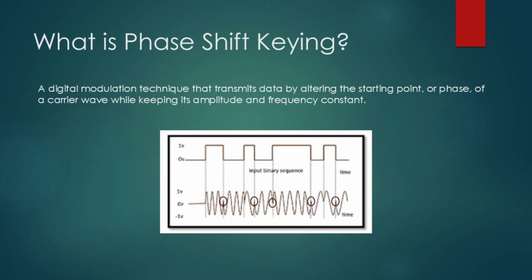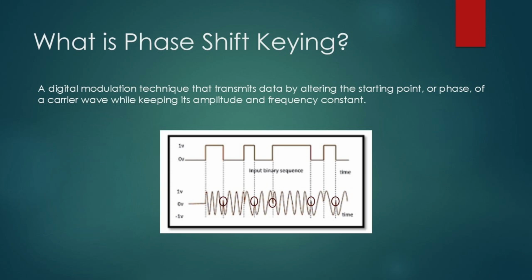If we look at the waveform diagram below, you can see how this works in real time. The top signal is our binary input, and the bottom is the modulated carrier wave. Notice the points circled in red. These are the phase shifts. Unlike simple on-off signaling, we are changing where the sine wave begins its cycle.